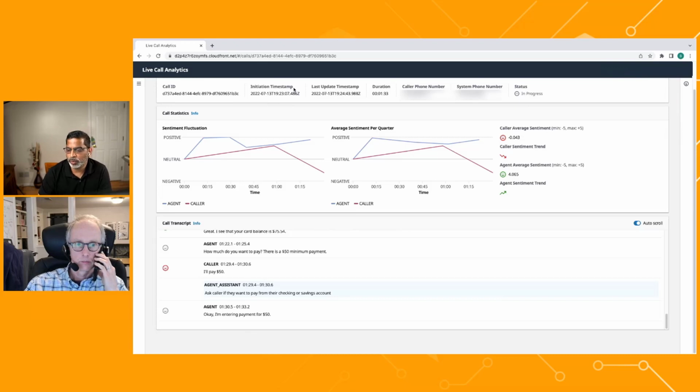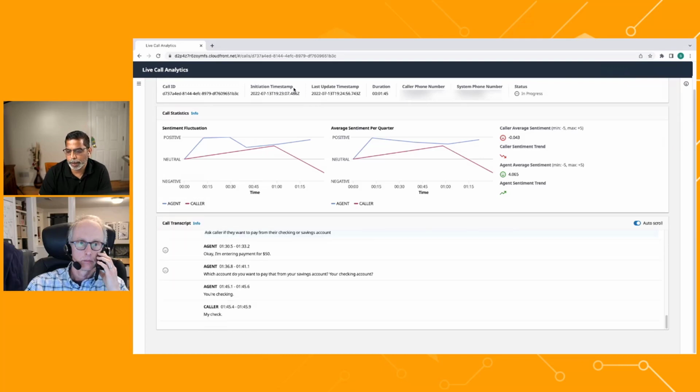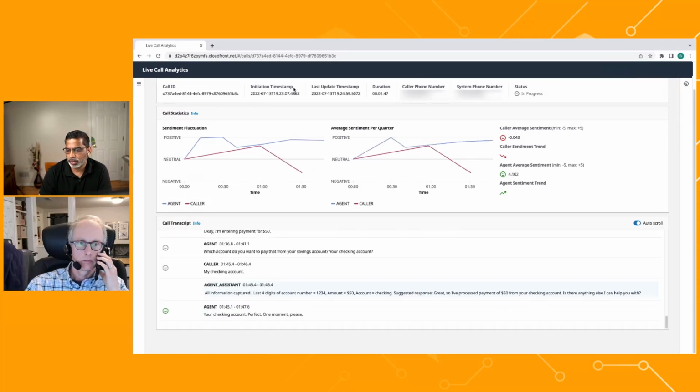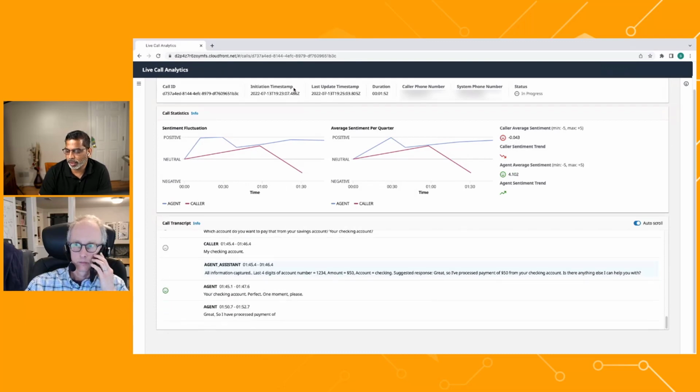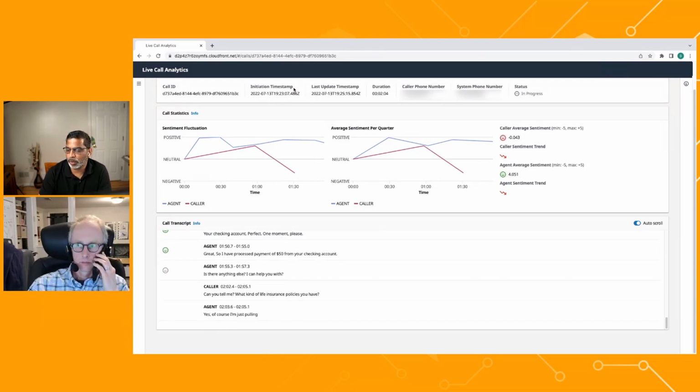Which account do you want to pay that from? Your savings account or your checking account? My checking account. Your checking account. Perfect. One moment, please. Great. So I have processed payment of $50 from your checking account. Is there anything else I can help you with? Can you tell me what kind of life insurance policies you have? Yes, of course. I'm just pulling up our latest life insurance policy information now.